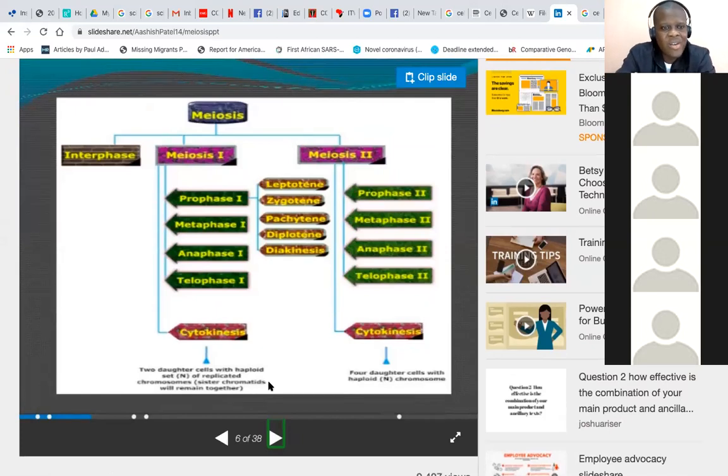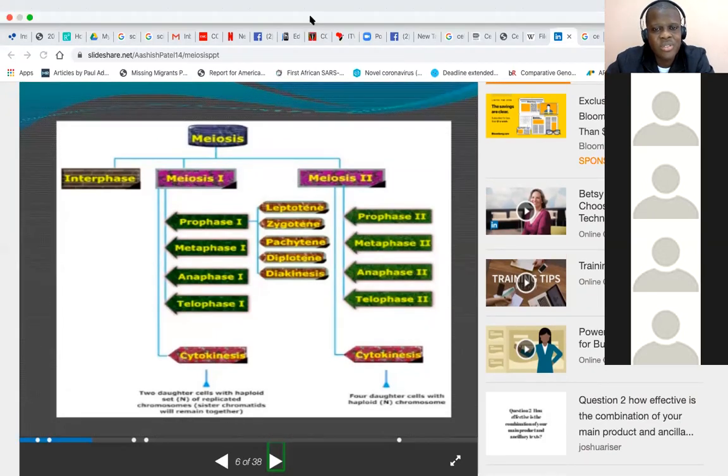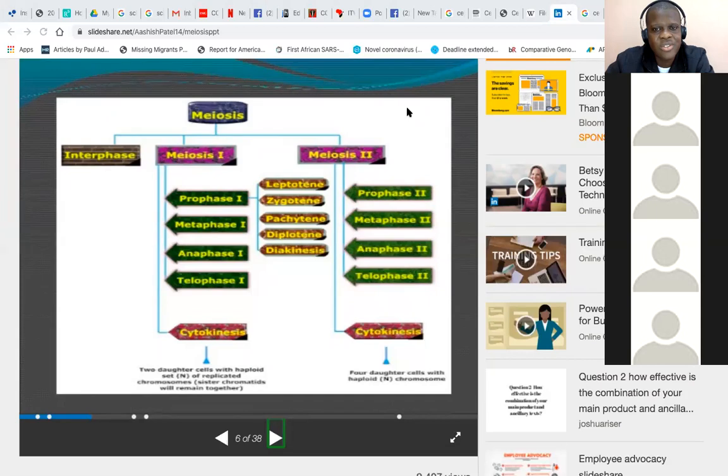So which means broadly we have interphase, we have meiosis 1, and we have meiosis 2. In meiosis 1, there is prophase 1, metaphase 1, anaphase 1, telophase 1, then cytokinesis. Then in meiosis 2, we have prophase 2, metaphase 2, anaphase 2, telophase 2, and cytokinesis.